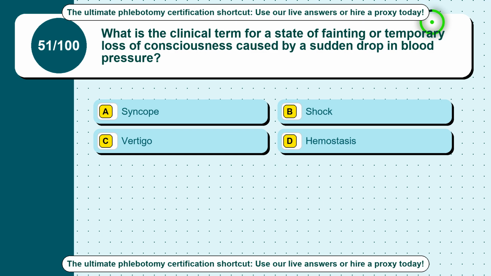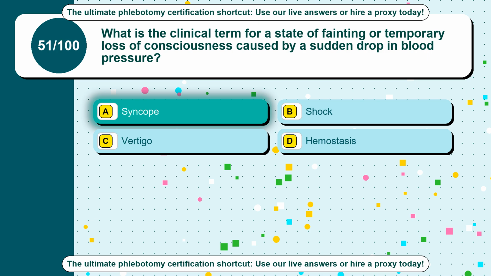Question 51. What is the clinical term for a state of fainting or temporary loss of consciousness caused by a sudden drop in blood pressure? Option A, syncope. Option B, shock. Option C, vertigo. Option D, hemostasis. The correct answer is option A, syncope.